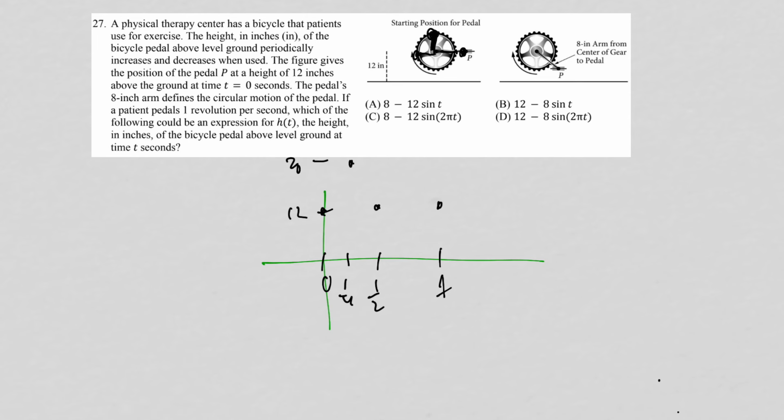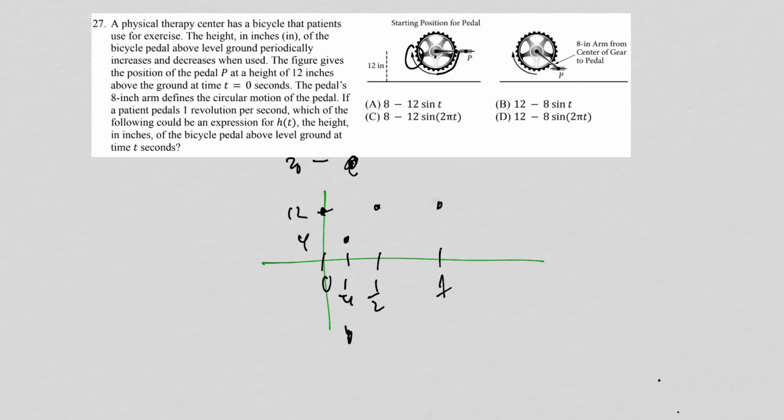That's how high that is now, because it's 12 plus 8. And down here at 3/4, I noticed something about this arrow. This thing's going counterclockwise. Notice this arrow here. So it actually starts here and it goes down first. So I should have put this over here at 4, 12 minus 8.